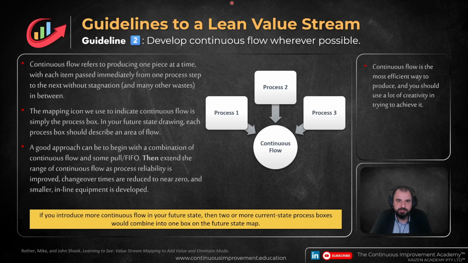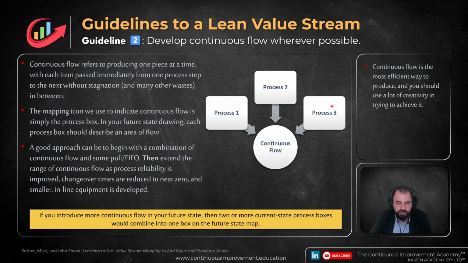On your future state map, in many cases, this means combining multiple separate processes into a single cell to achieve flow. And while I can hear you saying that this is not possible in every case, that's correct. While continuous flow is ideal, we understand it might not always be immediately achievable everywhere. A pragmatic approach is to start with a combination of continuous flow and also some pull systems, and gradually expand the continuous flow as reliability improves and changeover time is reduced.